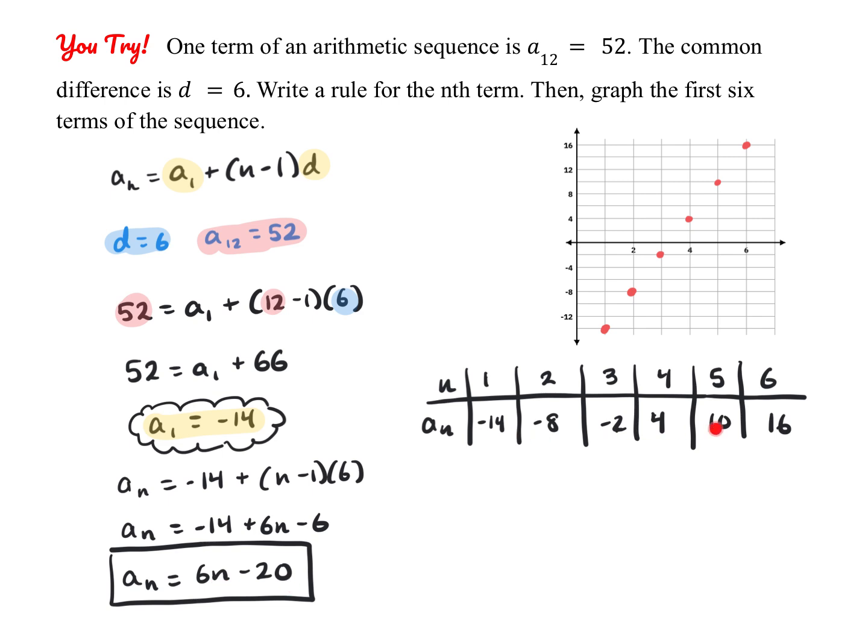And then I found the first 6 terms here and plotted them to show that it makes that straight line, which we should expect for any arithmetic sequence.